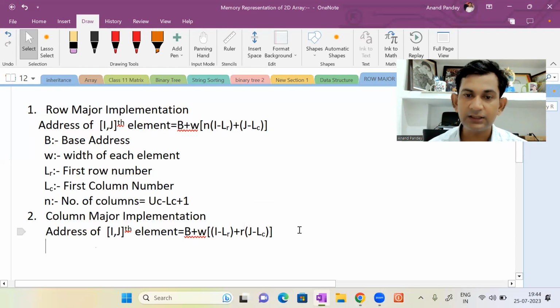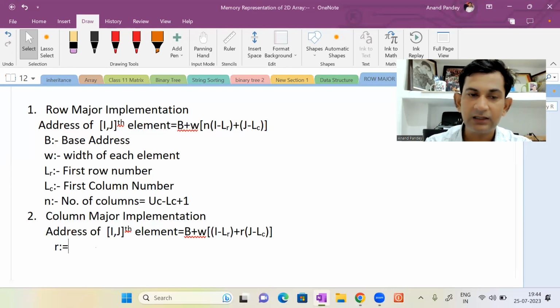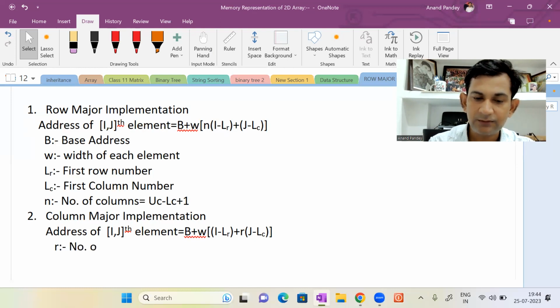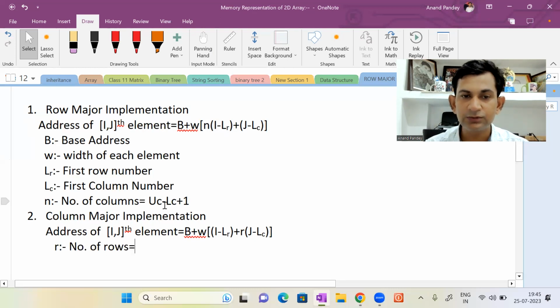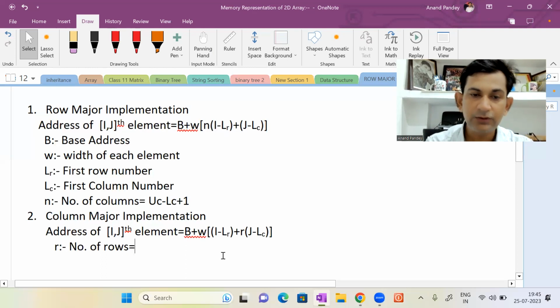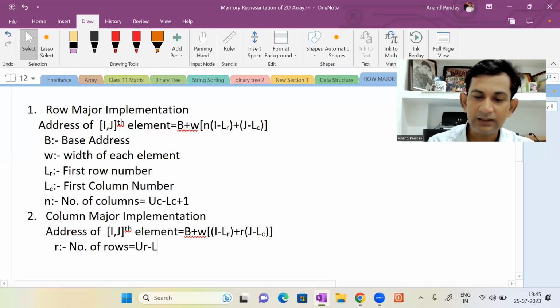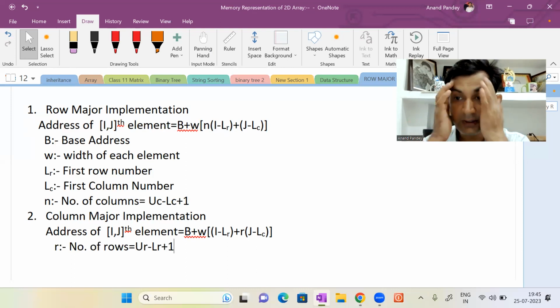Okay. Now, second thing. The rest are the same. Only the difference is that instead of n, here we are using r. And what is this r? This r is number of rows. That is equal to, here you can see UC minus LC plus 1. C for column. Here R is for rows. So UR minus LR plus 1. What is UR, LR?